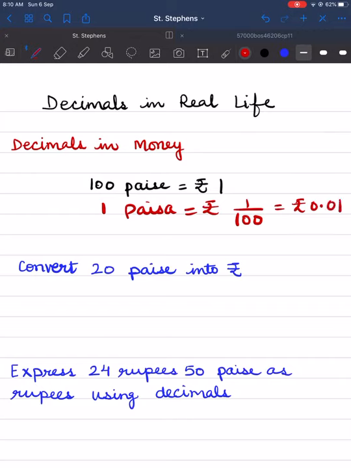Now let's convert 20 paisa into rupees. So here we divide 20 by 100 and we get rupees 0.20 in decimals.